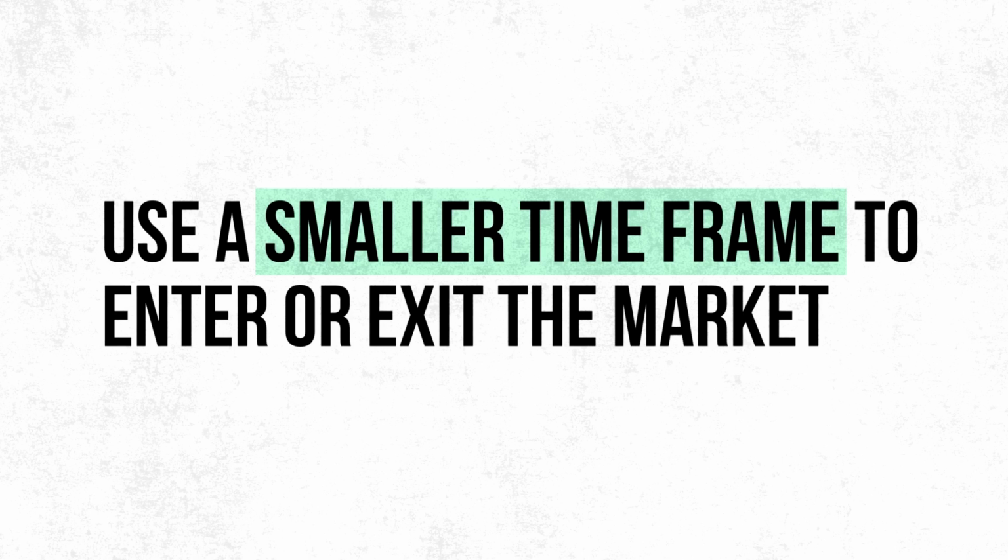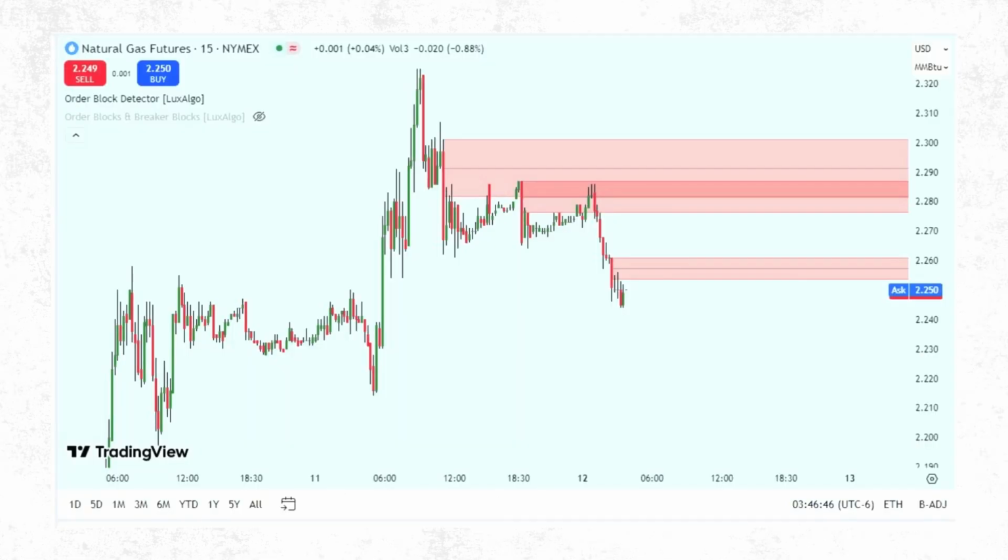If you trade 4-hour charts and use the order blocks on that time frame, your stop loss may be very high. If the market swings against you, you will sustain a massive loss. Always use a smaller time frame to enter or exit the market. If you can identify the market trend from the higher time frame, you may make several entries within the same market structure. This is natural gas futures.